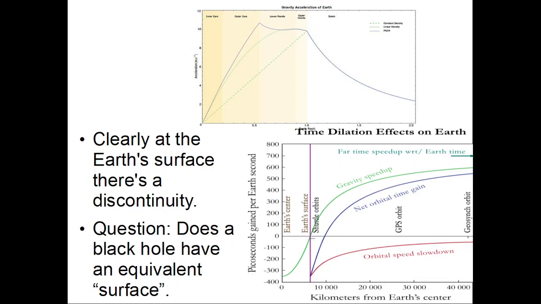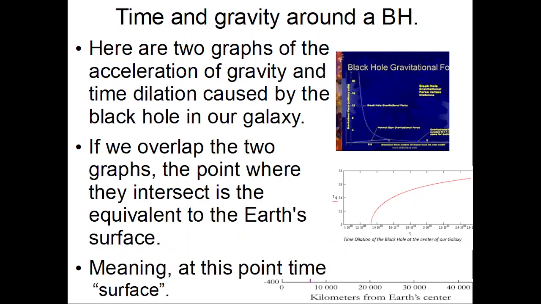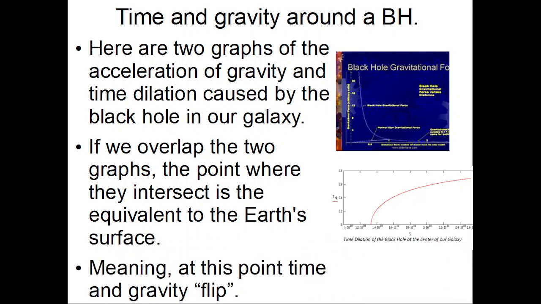Clearly, at the Earth's surface, there's a discontinuity, but it's not the surface that's creating it. The question now becomes, does a black hole have an equivalent surface, a point where there's a discontinuity? In this slide, you see two graphs. The top one represents the acceleration of gravity, and the bottom one represents the time dilation caused by the black hole in our galaxy. The scale is off, but the concept I'm trying to explain is still valid. If we overlap the two graphs, they will cross at some point, and when they intersect, is the equivalent of the Earth's surface, meaning at this point, gravity and time flip.